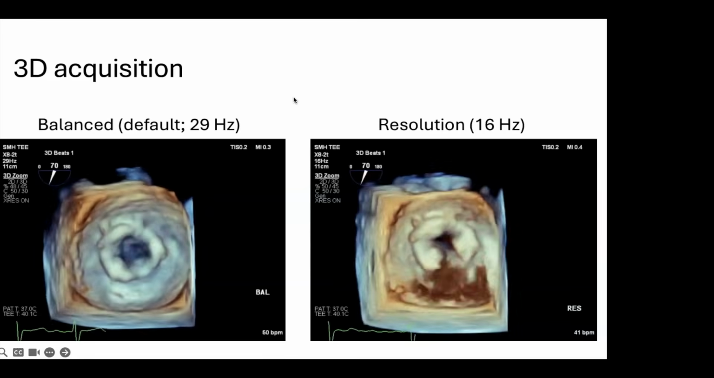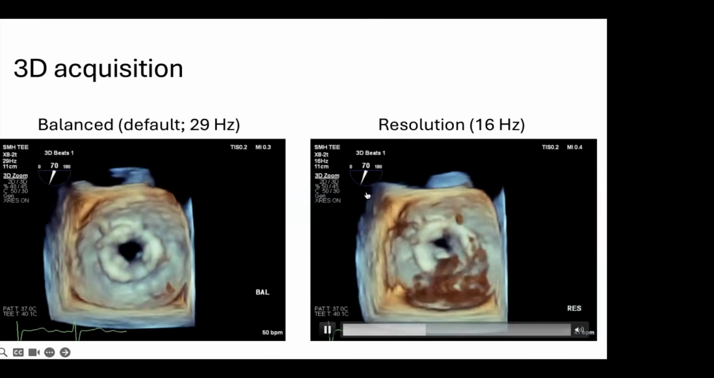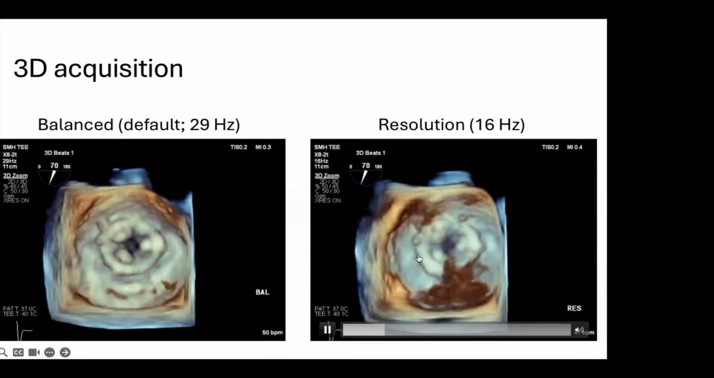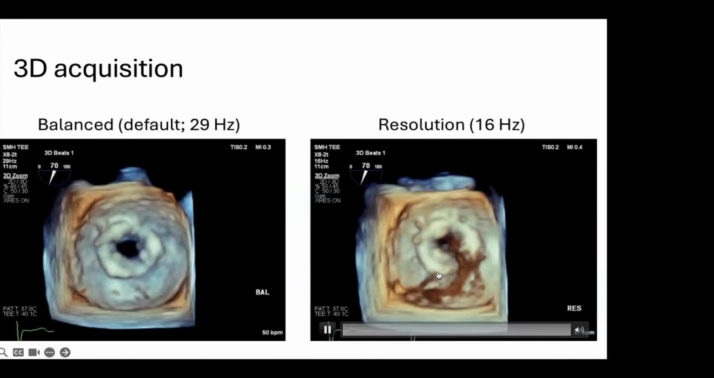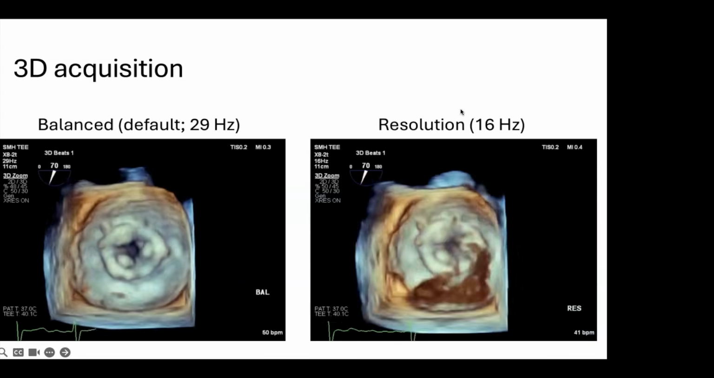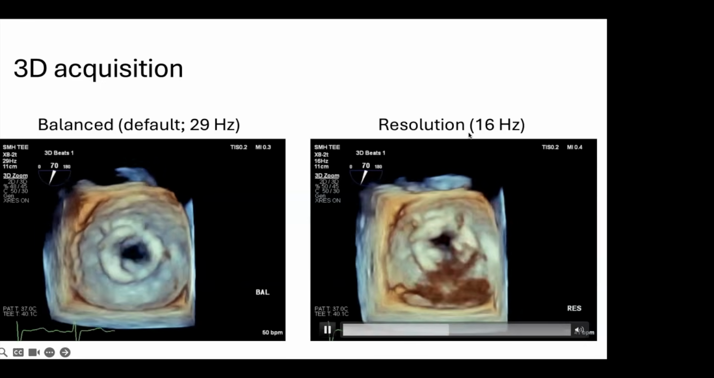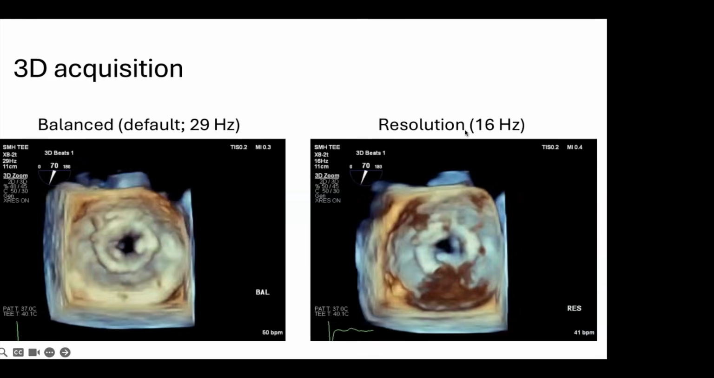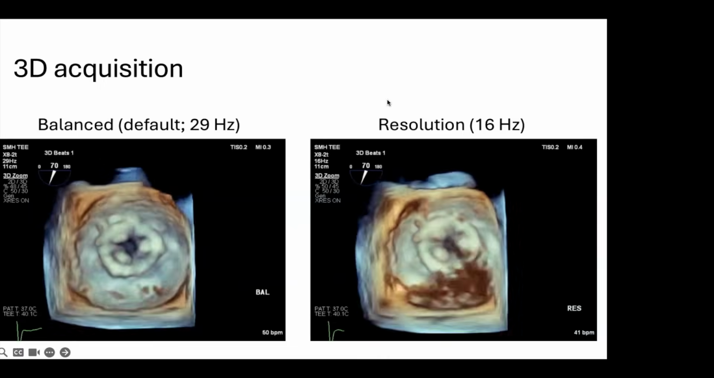What about resolution? Well, when you increase resolution, the valve and some of the sutures look more crisp here. You'll notice that we have more smoke in the atrium, so we'll have to adjust for that. But the frame rate's gone down, so some of the moving structures like the leaflets don't look perhaps as good as they did on the balanced image.